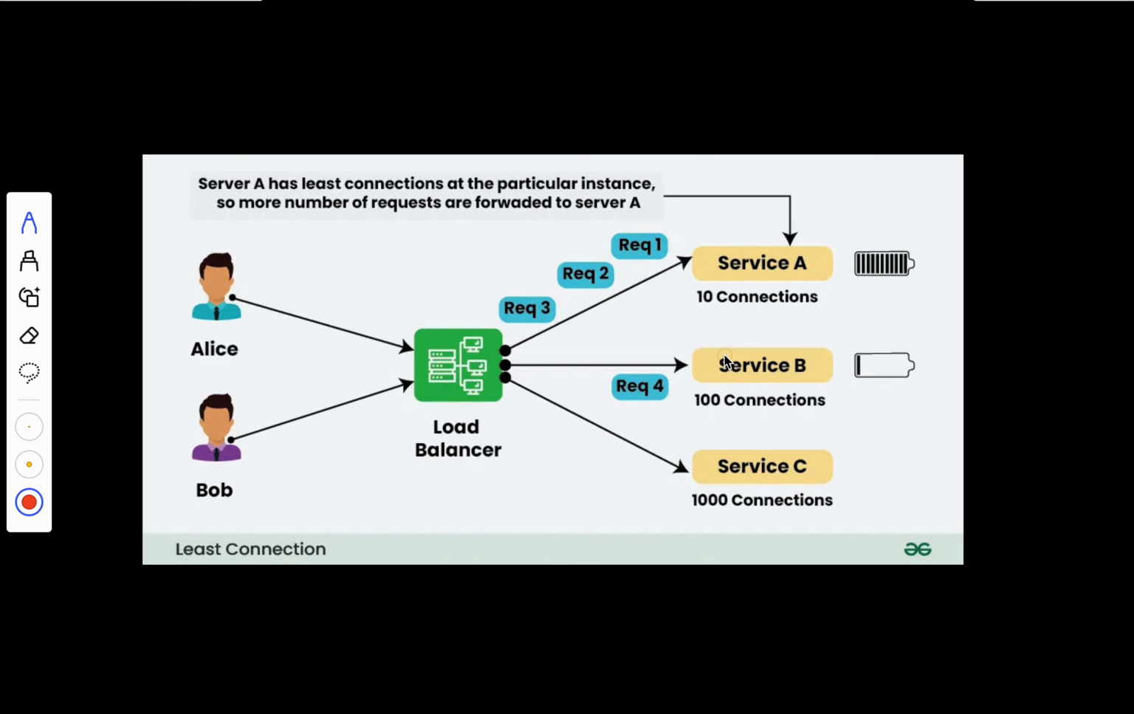Next, we have least connection load balancing. It sends requests to the server with the fewest active connections. It helps prevent overloading a server that's already processing many requests. It's best for applications with long-lived connections like databases and real-time apps. Examples for that are WebSockets, video streaming, and chat applications. It has some limitations. It can become inefficient if some requests take much longer to process than others.